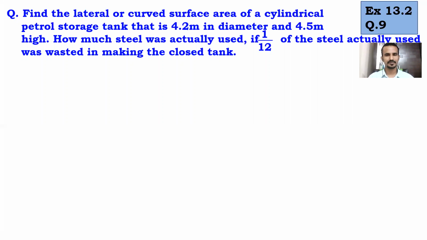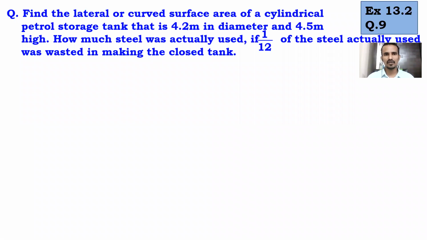closed tank? So here they are having a cylindrical tank, a petrol storage tank. We know it is 4.2 meter in diameter and 4.5 meter in height. So we know the diameter and the height. These are the two things we always require. We have to understand how much steel was used. So it is made up of steel, or we can say it is made up of steel sheet.